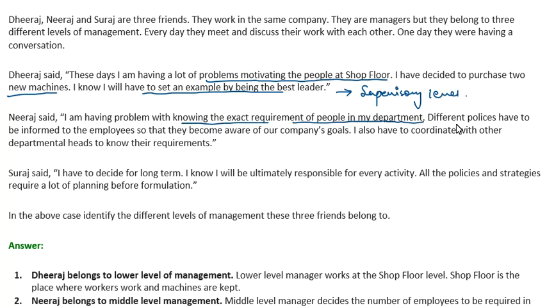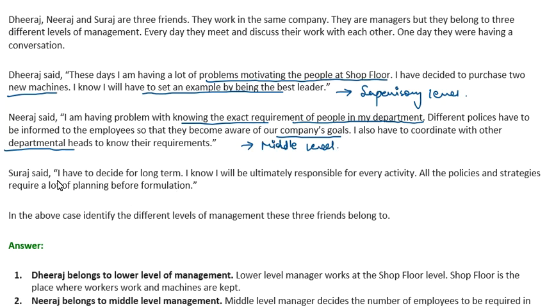Neeraj said, "I am having problem with knowing the exact requirement of people in my departments. Different policies have to be informed to the employees so that they become aware of the company's goal. I also have to coordinate with other departmental heads." That means he's one of the department heads and he's working at the middle level of management.